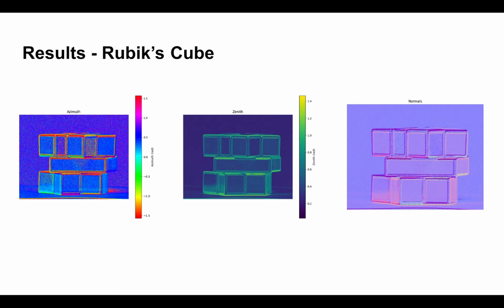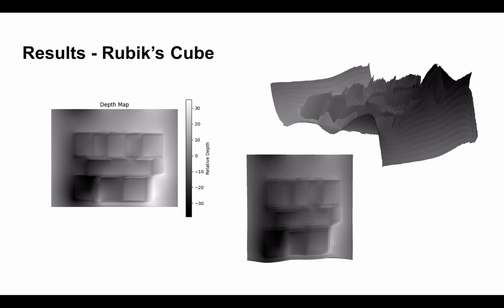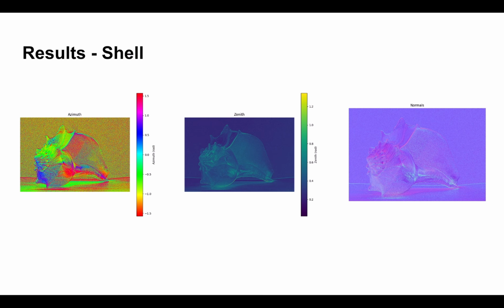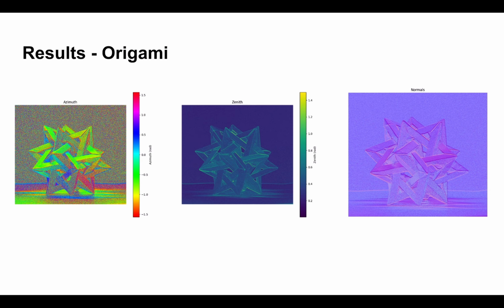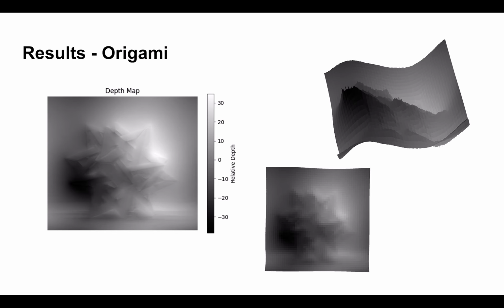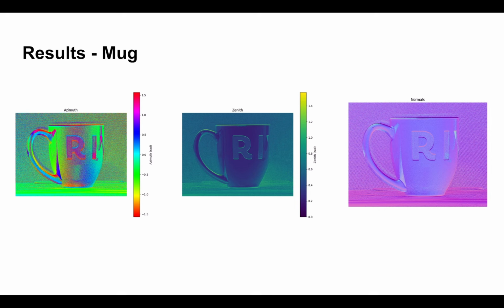First, I have this Rubik's Cube. You can see the azimuth, zenith, and normals. And here we have the depth map and some different angles of the 3D reconstruction. This had the shell, and this origami ball thing. And finally, I have this mug.